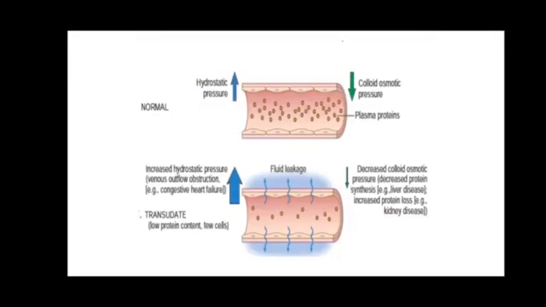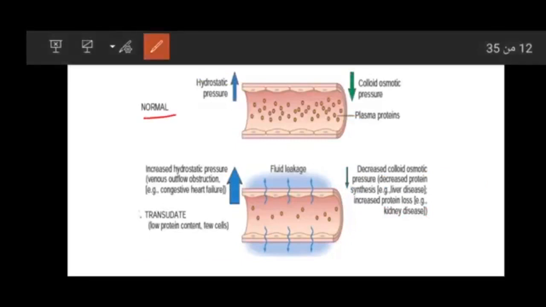Now look at the figure. In the normal state, hydrostatic pressure pushes outward and the colloid osmotic pressure pulls inward. The balance between hydrostatic pressure and colloid osmotic pressure means there is no edema. But when hydrostatic pressure increases and oncotic pressure decreases, this leads to edema, transudate. The fluid will come out with the protein.